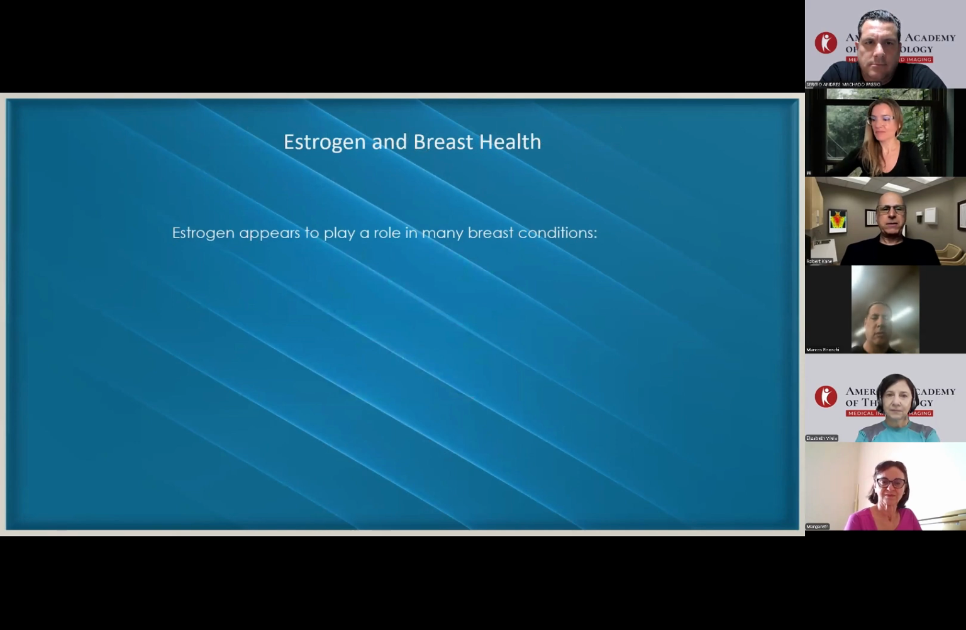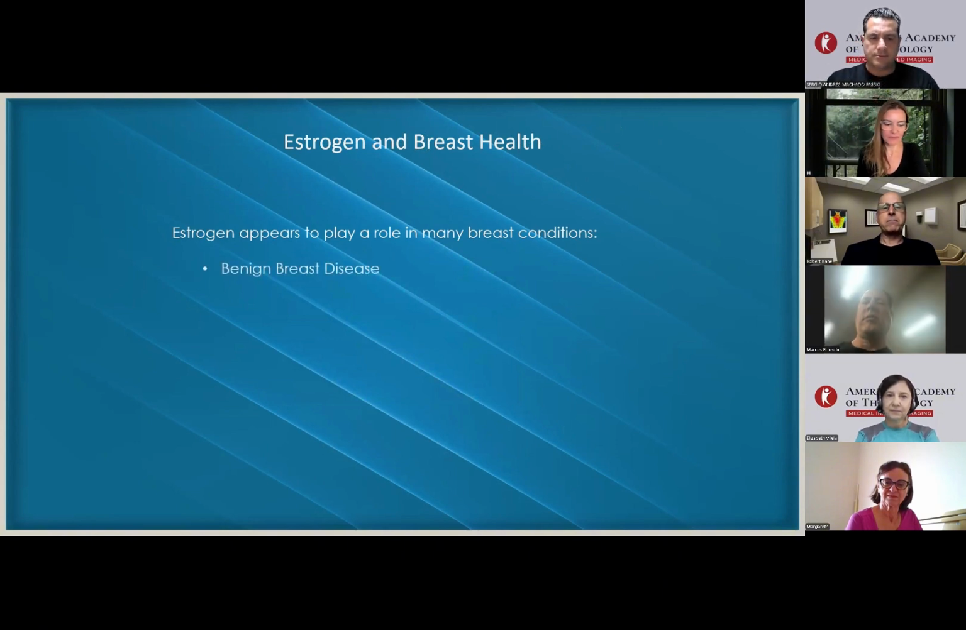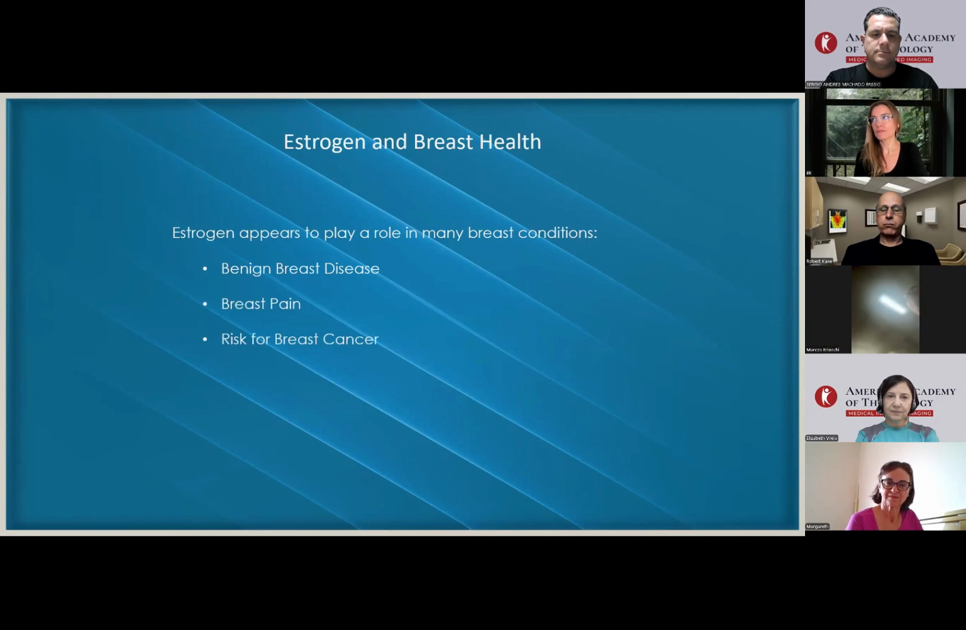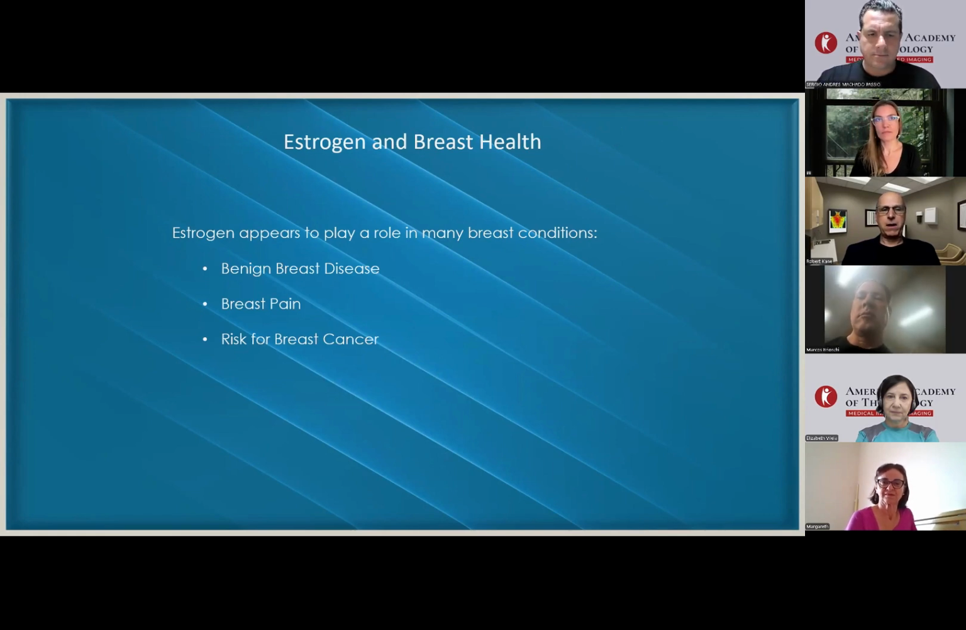And this is important because estrogen appears to play a role in many different breast conditions, anything from benign breast disease, such as breast cysts or fibrocystic tissue, to breast pain, mastodynia, and of course, risk for breast cancer and being a primary driving force for existing breast cancer. Many cancers are estrogen positive, so the ability to understand what estrogen is doing in the breasts can be helpful in management as well as detection.